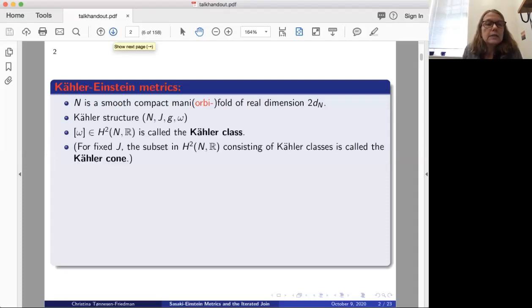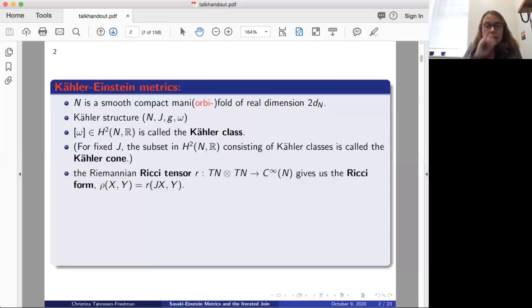Because it's a closed form, it has a second cohomology class, which we will call the Kähler class. And if we fix a J, then all the classes in the second cohomology group that have a Kähler form as a representative are called the Kähler cone, that set.